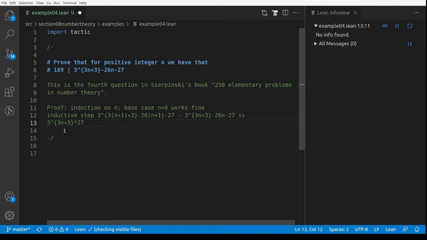Ooh, maybe induction doesn't... Am I being crazy? Does induction not work? 169 is 13 squared. Ooh, I've been caught out. Do I just multiply this by 27? That would... And then I would get... what's 27 times 26? Oh, here's an interesting question. What's 27?